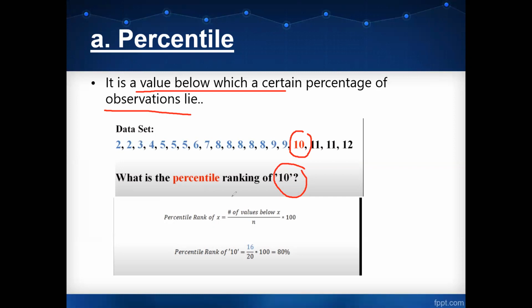So the formula is the number of values below, divided by the total number of the sample, times 100. How many values do we have? 16, divided by 20, since the total is 20. And 16 divided by 20 times 100 is 80%. So if we describe the percentile ranking of 10, it is in the 80th percentile of the sample size.